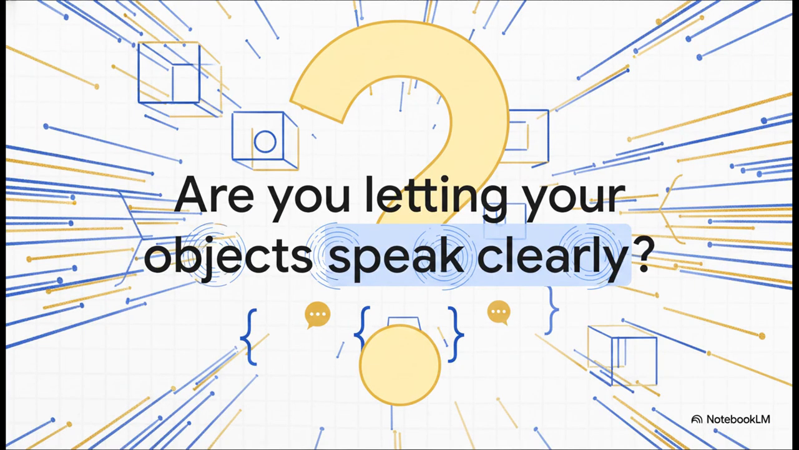Seriously, by just implementing these two simple methods, you can completely transform your classes. They go from being these silent, confusing black boxes into clear, communicative, and, most importantly, easily debuggable parts of your program. So don't let your objects mumble. Make them speak clearly. Go give it a try in your next project.